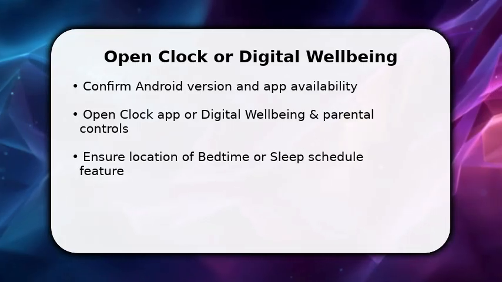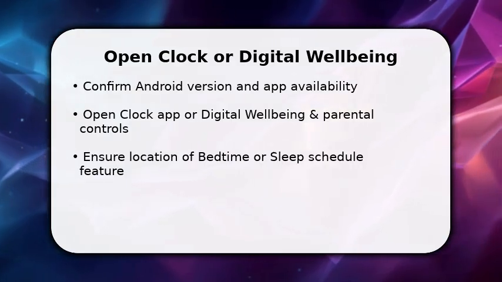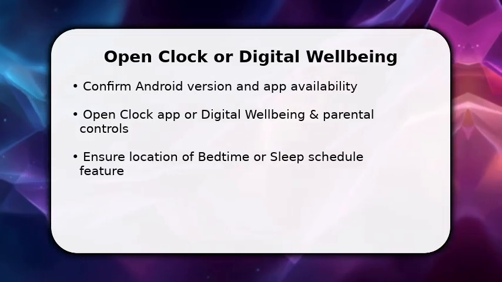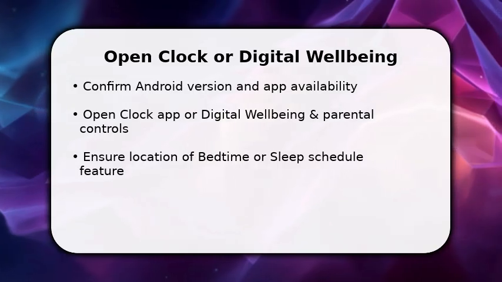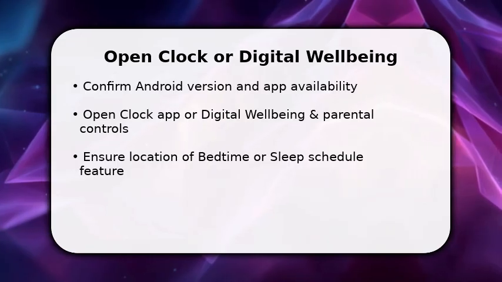You start by confirming your Android device has the clock app or digital well-being. Open the clock app first. If you don't see sleep or bedtime, check digital well-being. Once done, tap the sleep or bedtime tab to begin the setup flow. You're doing this to create consistent sleep cues and limit interruptions.